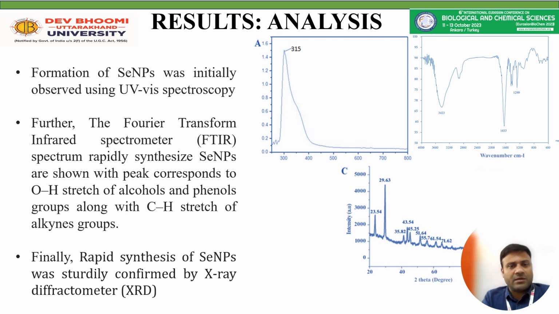The synthesis of the selenium nanoparticles, determined by the UV visible spectrum, showed SPR at 315 nm. The FTIR spectrum of the rapidly synthesized selenium nanoparticles is shown in figure B. The broad vibration peak at 3430 per centimeter corresponds to the OH stretch of the alcohol and phenol groups. Absorption peaks at 2977 and 2880 per centimeter represent the carbon hydrogen stretch of the alkane groups.